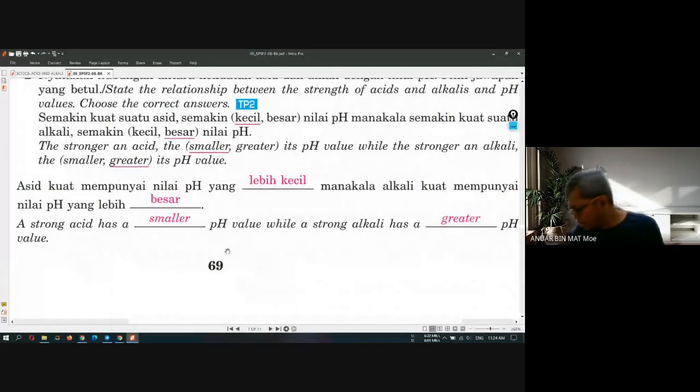Okay, and then the conclusion: strong acid, smaller pH value. Strong alkali, greater pH value. Okay, can? Boleh ya? Boleh.